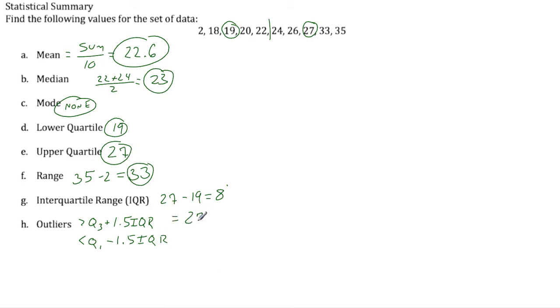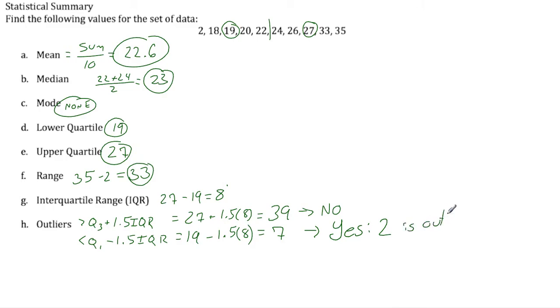So Q3 is 27. If I add 1.5 times 8 to this, I believe that's going to be 12. So 12 plus the 27, that's 39. So are there any values greater than 39? No outliers up there. Q1 is 19, and if I subtract again that same value of 1.5 times the interquartile range, that's 19 minus 12, which is 7. Do I have any numbers less than 7? Yes, 2. 2 is an outlier because that is less than 7. That is outside that range. So there is my outlier. So it looks like a daunting formula, but it's actually not that bad. It's just some really straightforward calculations there.